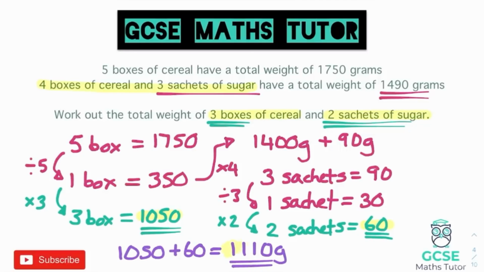So quite a lot going on in that question. Obviously we had to work out the weight of one of the variables, then we used that to help us find the weight of the other one, and then once we'd found the weight of a singular amount for both, we were able to multiply them and work out the total weight for 3 of the boxes and 2 of the sachets.